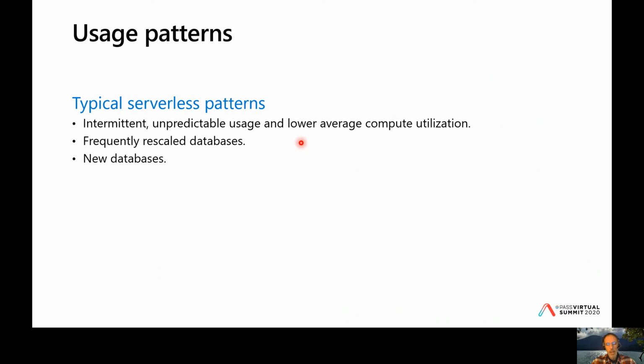Also, if you have databases that are already being frequently rescaled in the cloud, then in a sense, serverless should be considered by default. Serverless tends to provide higher fidelity in terms of the kind of scaling speed and cost savings that are possible relative to performing the scaling in the provisioned compute tier. And then finally, if you have a new database that doesn't have any usage history, then serverless can often be a good starting point.